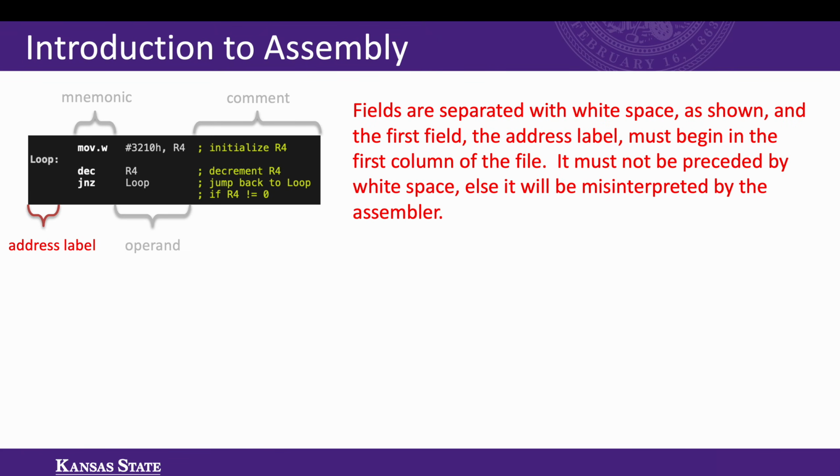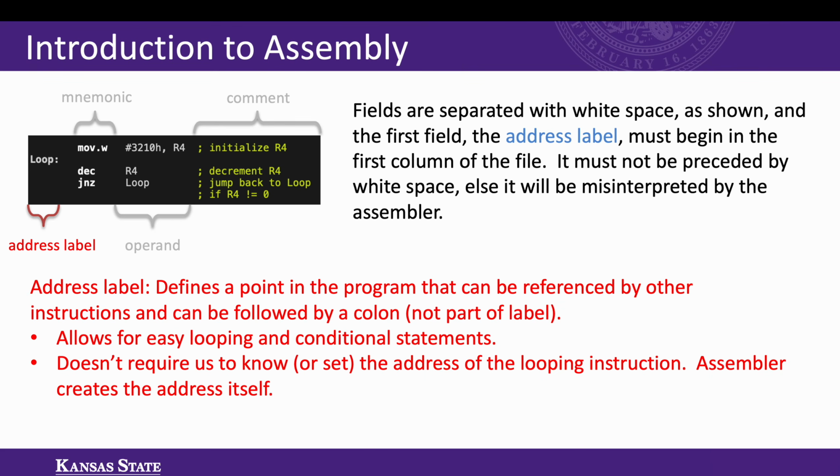The first field, the address label, must begin in the first column of the file. That means there cannot be any white space before the address label. If there is, the assembler will misinterpret it as the second field instead of the first. The purpose of the address label is to define a point in the program that can be referenced by other instructions. So think looping or conditional statements. In this figure, the address label is LOOP, capital L-O-O-P. Notice how it starts in the first column of the file and no white space precedes it.